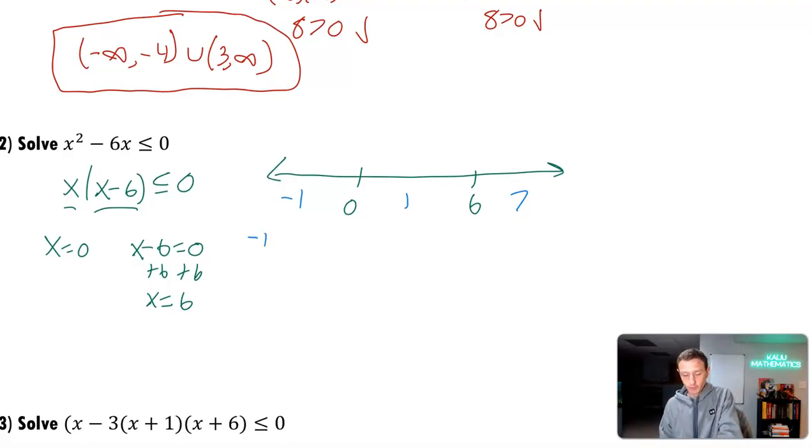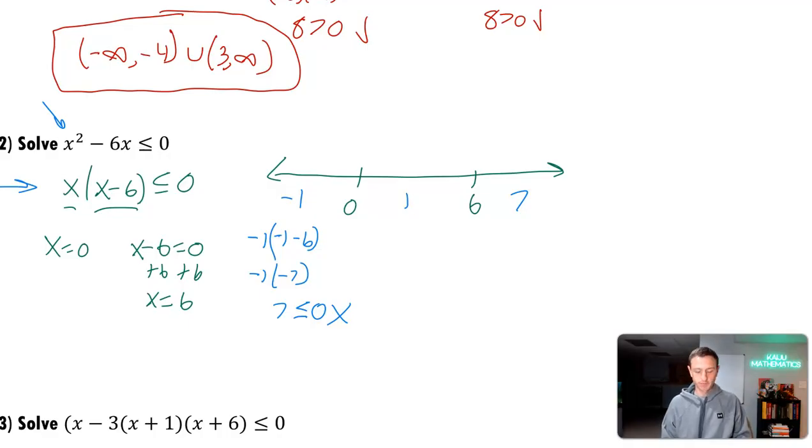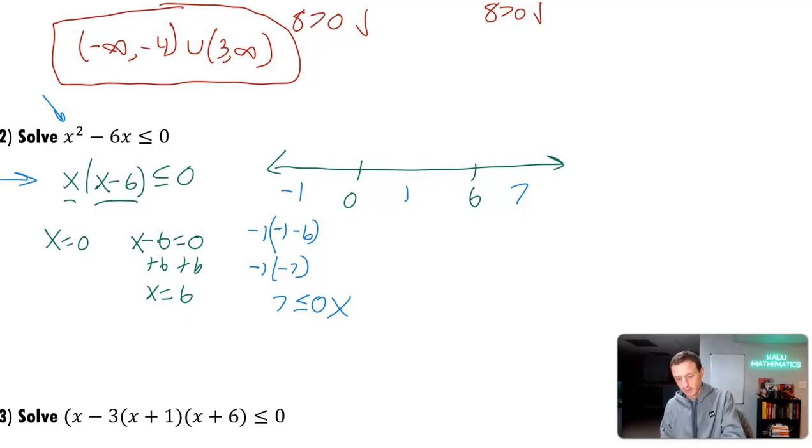So let's do the first one, negative 1. I'm going to use my factored form. I'm not going to use the original inequality because then I'd have to do negative 1 squared and everything. So it's just easier if we do it like this. So negative 1 times negative 1 minus 6. That's going to be negative 1 times negative 7. Negative times a negative is a positive 7. Positive 7 less than or equal to 0. No, it is not. So that's a false statement. So numbers in that region don't work.